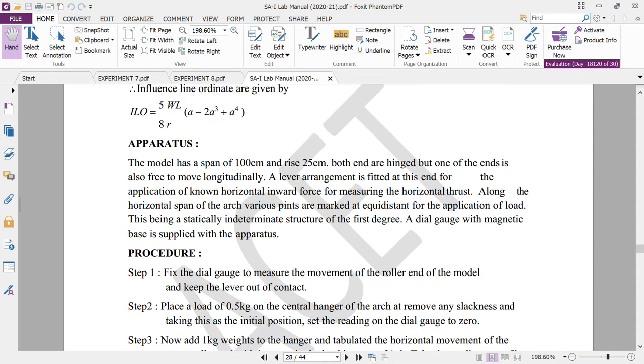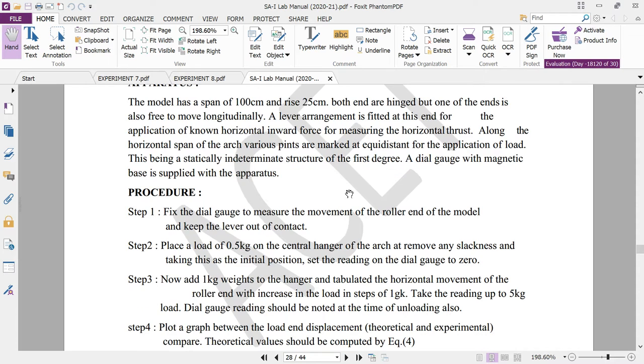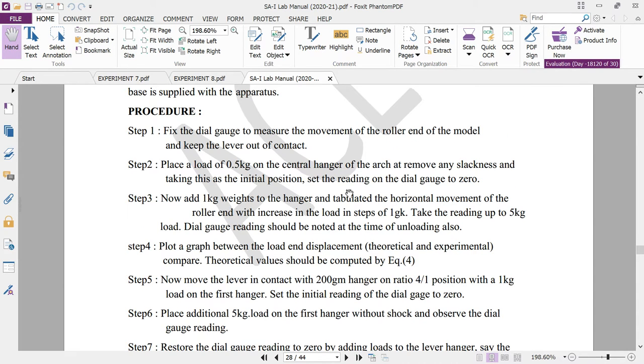Okay, so now talking about the apparatus. The model span is 100 cm and the rise is 25 cm. Both the ends are hinged, but one end is also free to move longitudinally, and a lever arrangement is fitted at this end for the application of known horizontal inward forces for measuring the horizontal thrust. Along the horizontal span of the arch, various pins are marked at equal distances for the application of the load, and this makes it a statically indeterminate structure of the first degree. So this is the typical procedure.